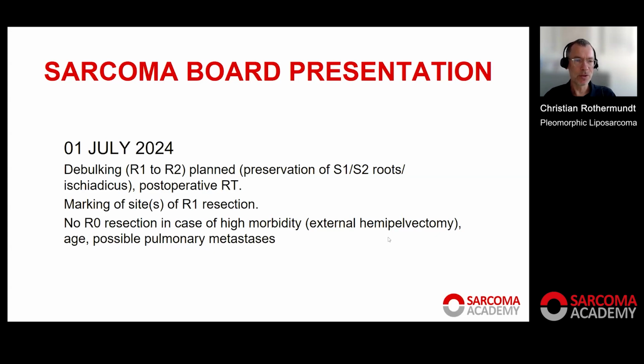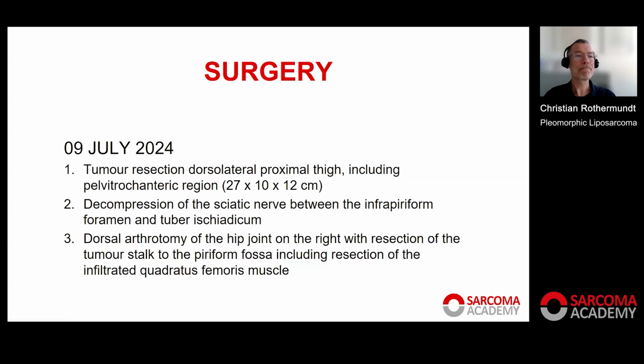At my institution, the board decided to attempt debulking and then do post-operative radiotherapy to mark the site of R1 resection, and not to do external hemipelvectomy due to the age of the patient, high morbidity, and the possible... I think this is a bit contradictory to the beginning where we say he doesn't have metastases. But this is what happened.